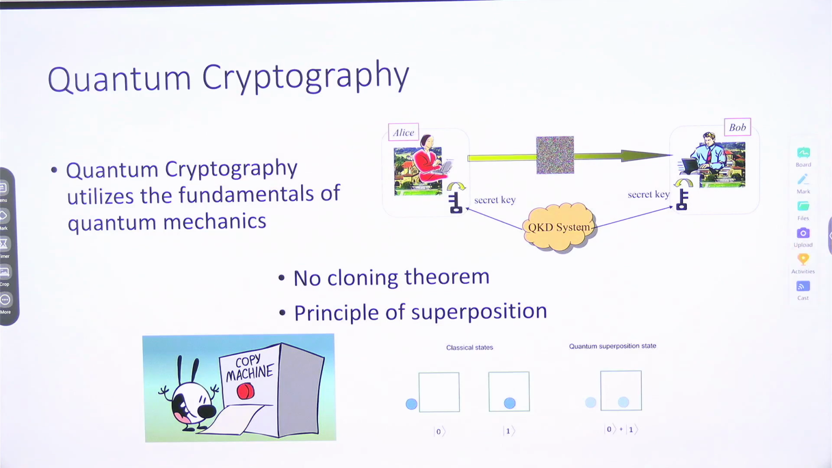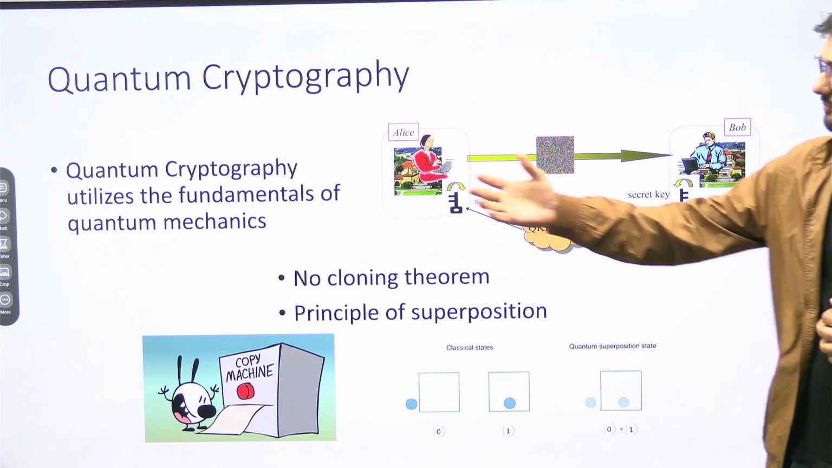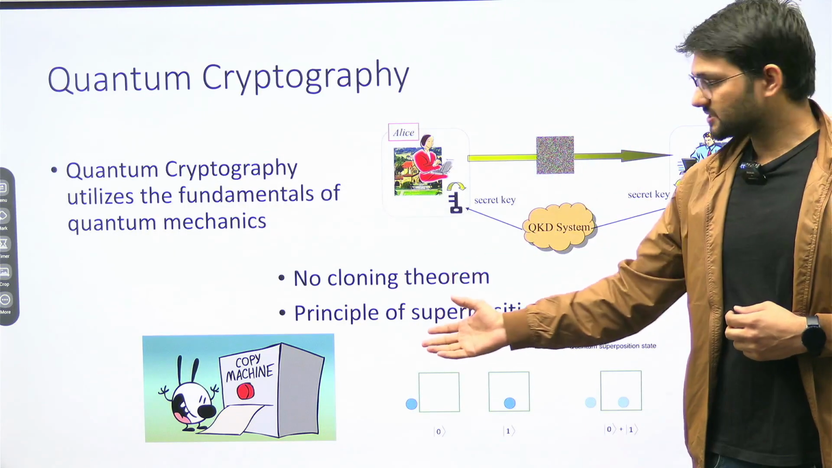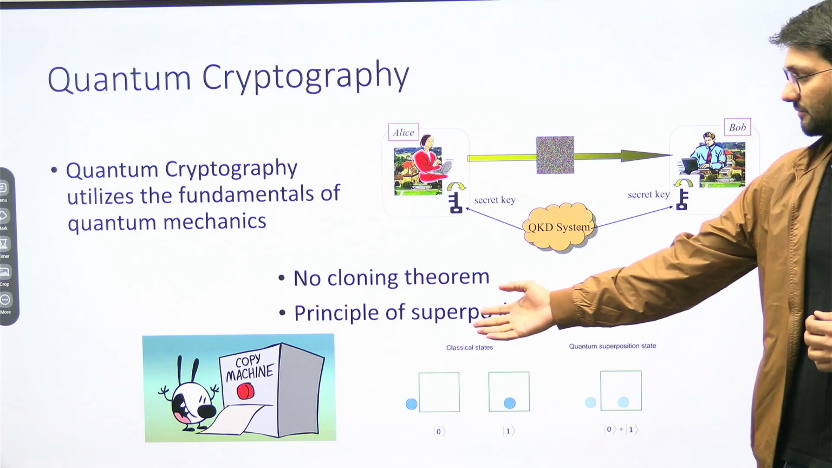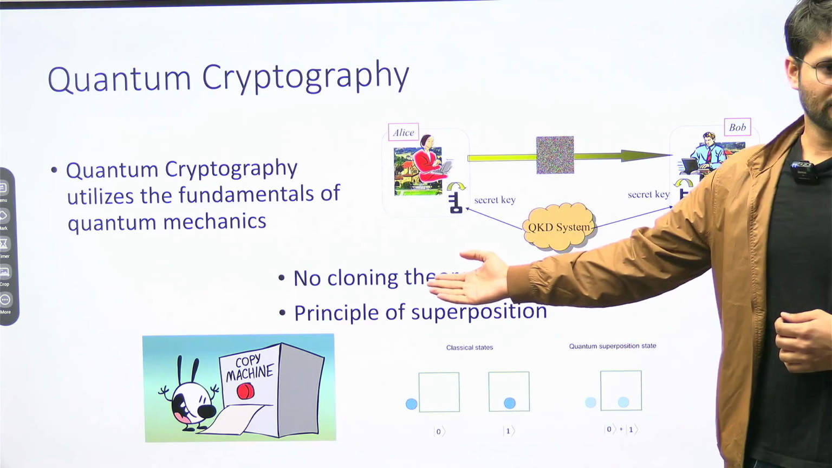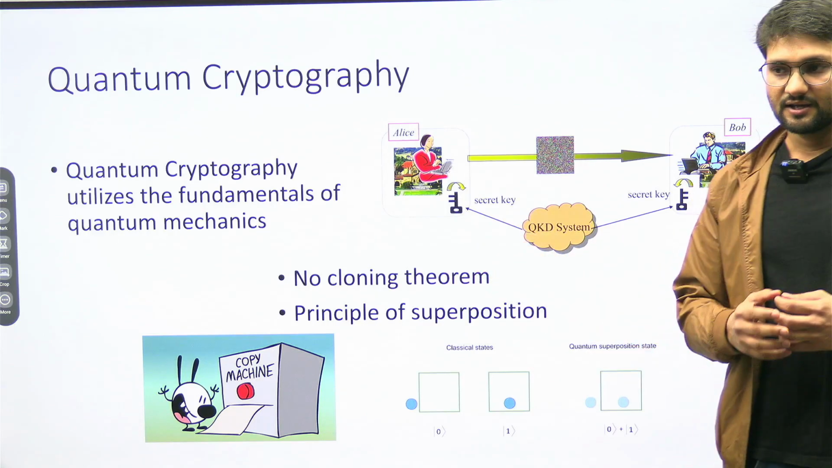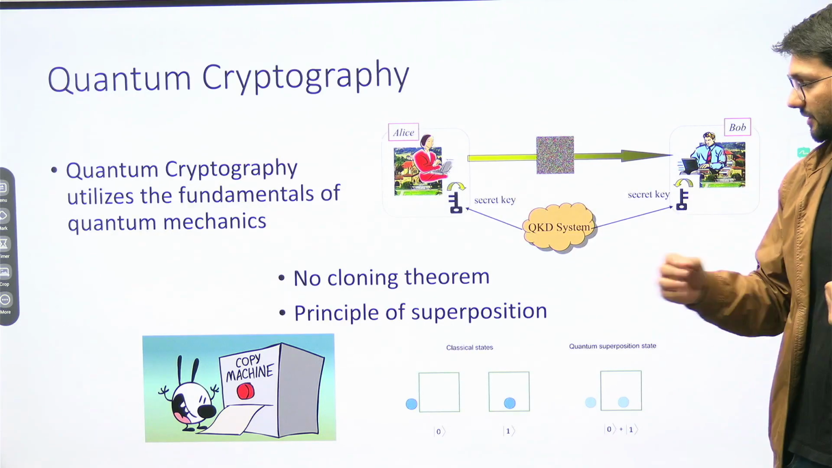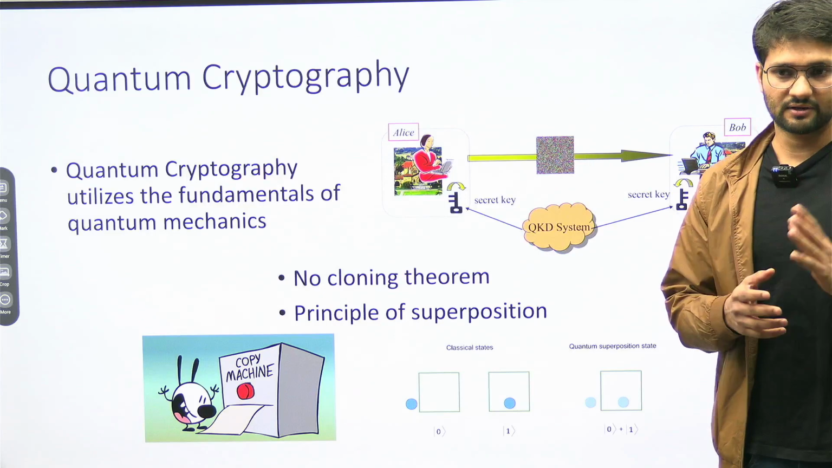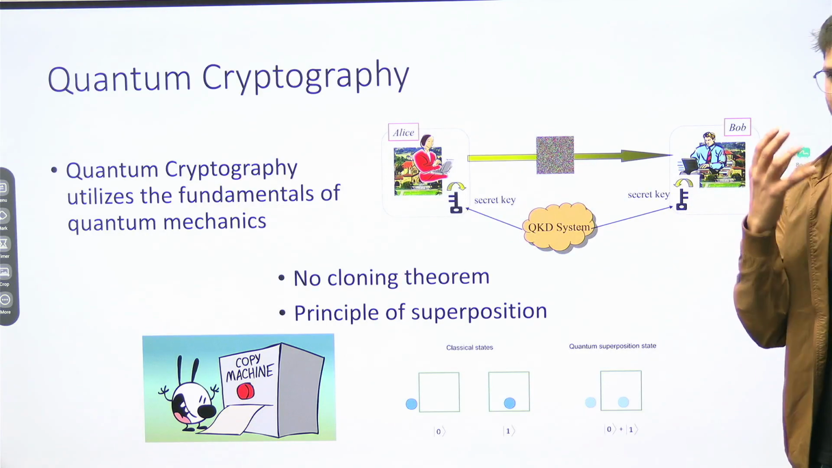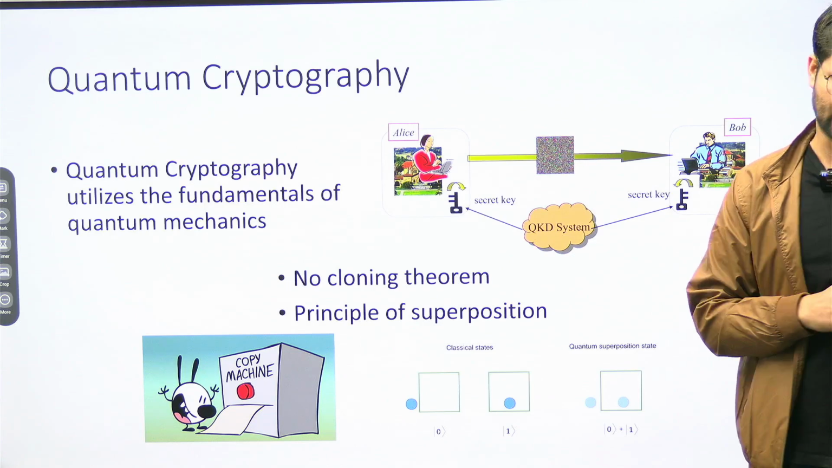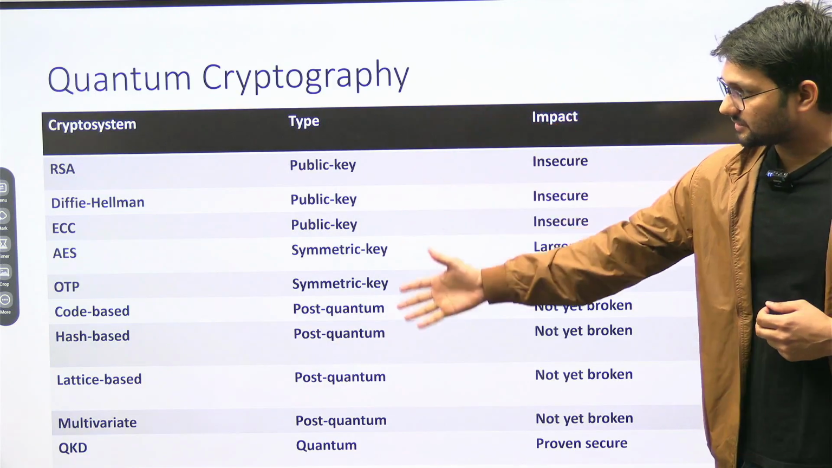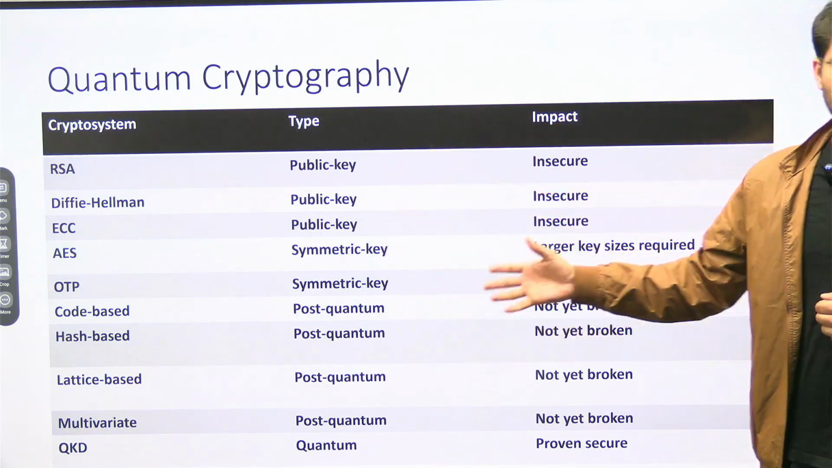The answer is quantum cryptography, which I've been working on. Quantum cryptography utilizes the fundamentals of quantum mechanics: the no-cloning theorem and the principle of superposition. I hope you have heard about the superposition principle; I'm not sure about the cloning theorem. The no-cloning theorem says that if you are given an arbitrary quantum state, you cannot make a copy of it. And with superposition, a state can be in a superposition of eigenstates, so if you measure an unknown quantum state, it will collapse to an eigenstate. These are the principles which can be used to encrypt your data.